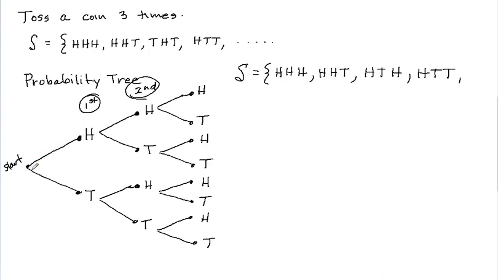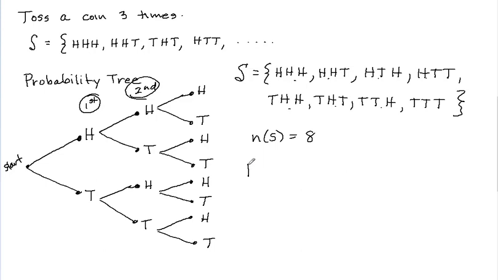So now first branch is going to go down, be tails. Then heads, heads, tails, heads, tails, tails, tails, heads, tails, tails, tails. So the number of outcomes in the sample space: 1, 2, 3, 4, 5, 6, 7, 8.